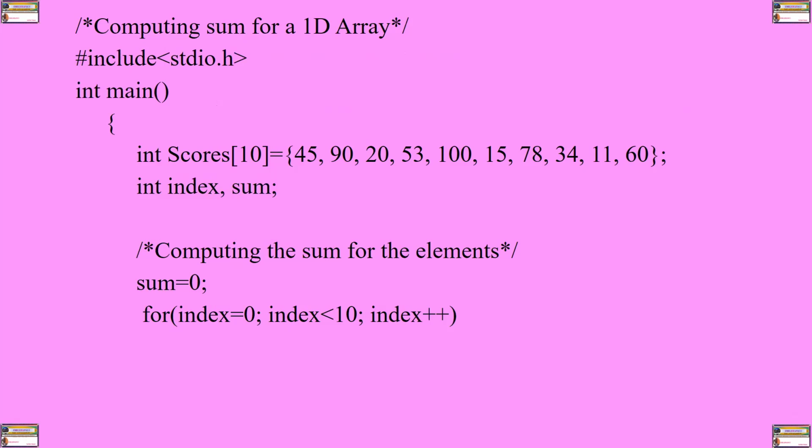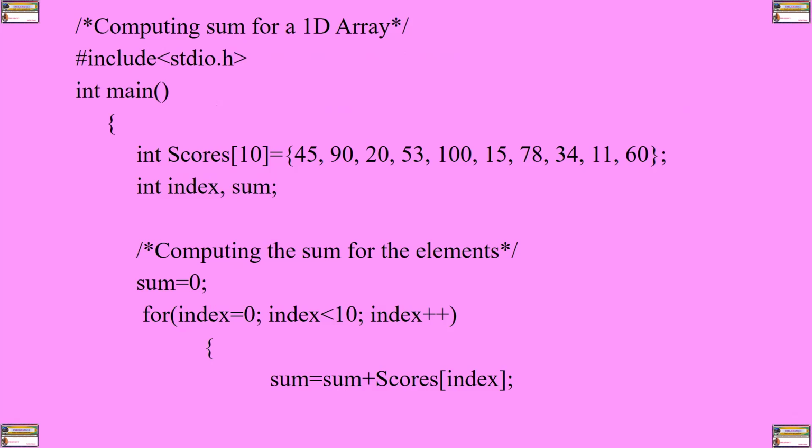So it is for, then we are initializing the memory location of the variable called index with 0. Then we check whether the value of index is less than 10. So in our case, we have 0. So is 0 less than 10? Yes. If that is true, we enter into the loop and do the following.